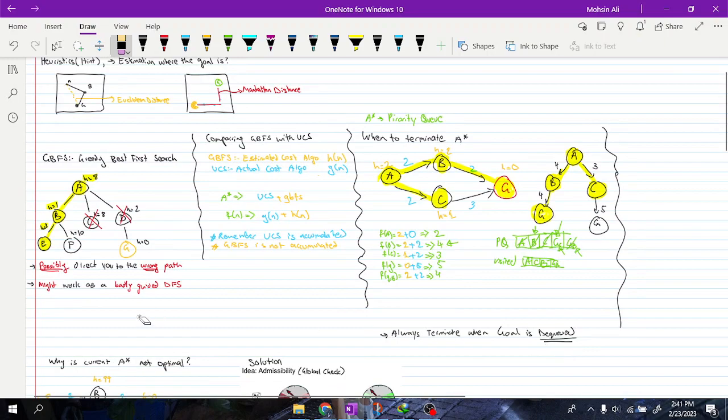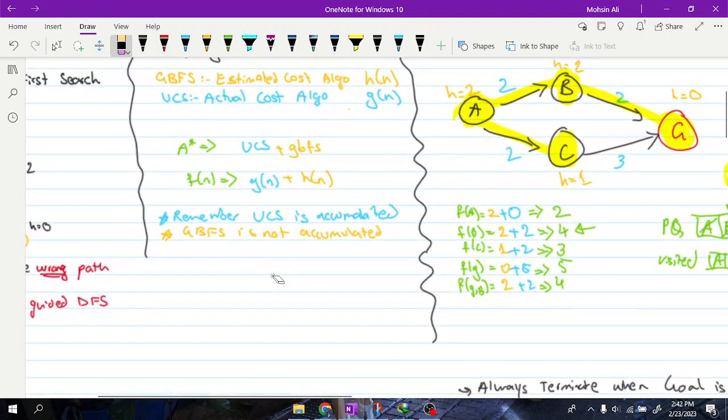Now let's talk about why the current A star algorithm is not optimal. This A star algorithm is not optimal as of yet. It might seem optimal because when we dequeued the goal G, we did figure out the minimum path, which was from A to G with a value of 2 and 2, but this is still not optimal. And the way we're going to show it is not optimal is by giving a counterexample.